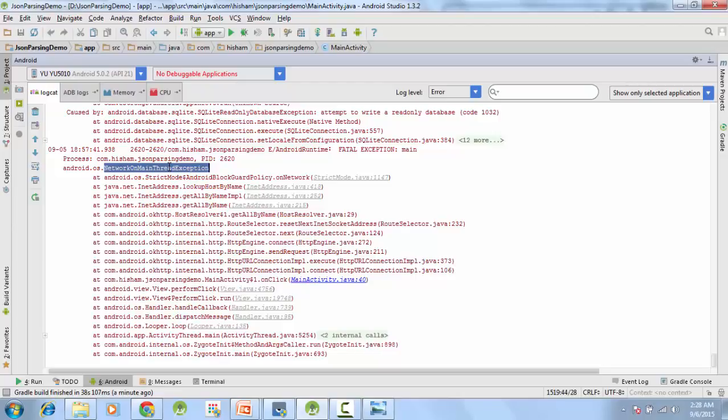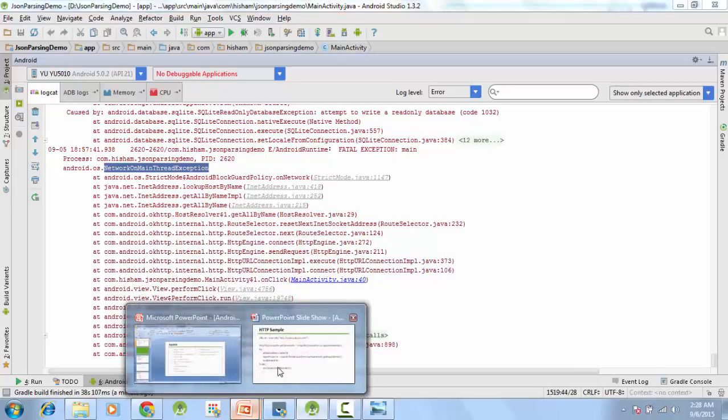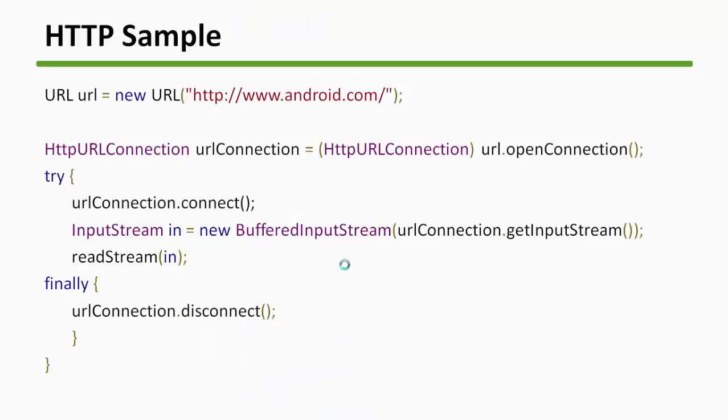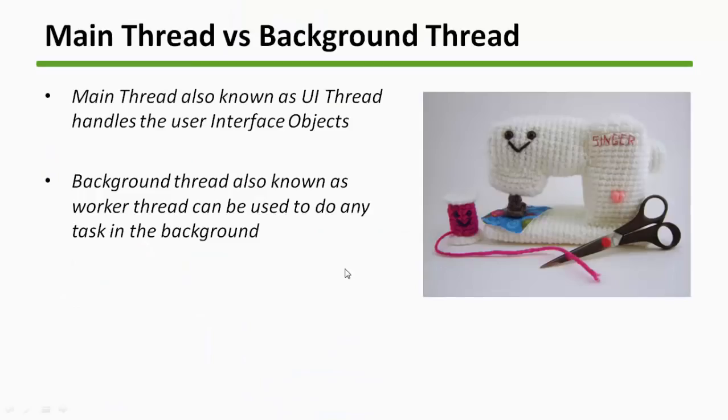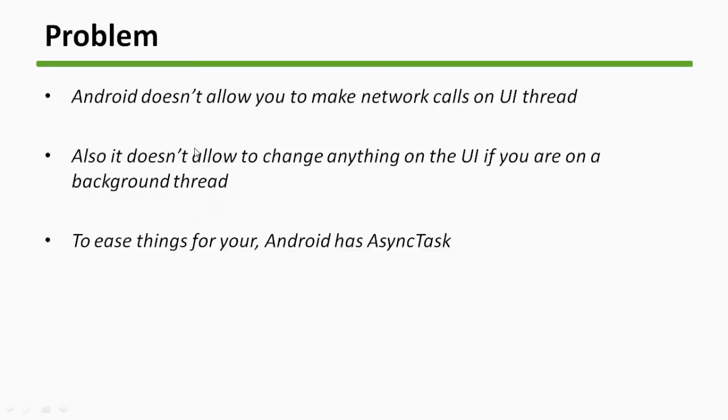Now what is this network on main thread exception? So now we have to go to our problem. Okay, so here is the problem. Android does not allow you to make network calls on the UI thread, and it does not allow you to change anything on the UI if you are on a background thread. And to ease things for you, Android has an async task. Now, but what is this UI thread or a background thread?